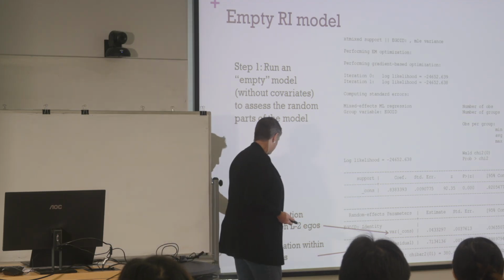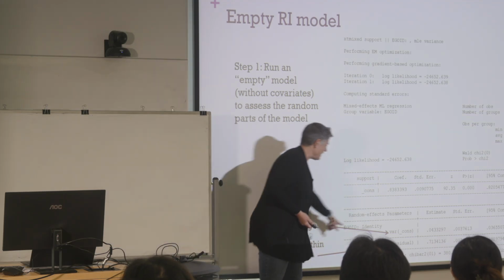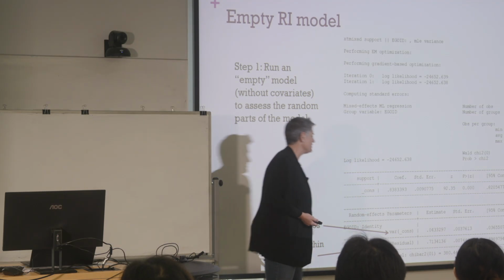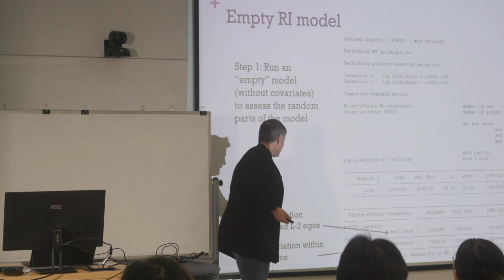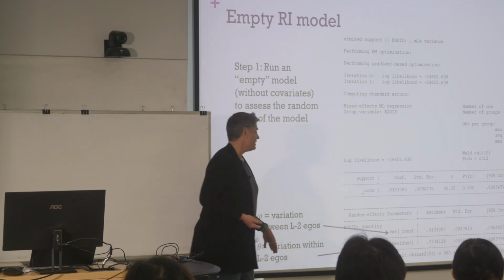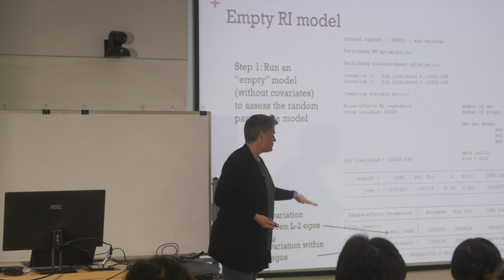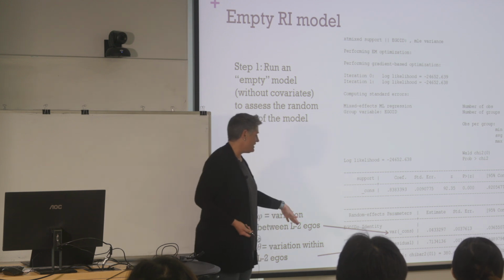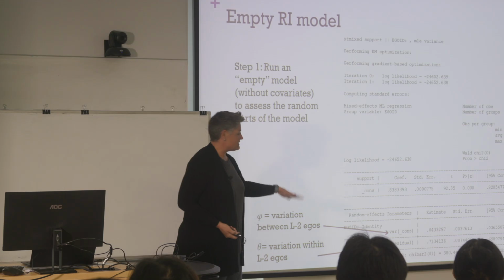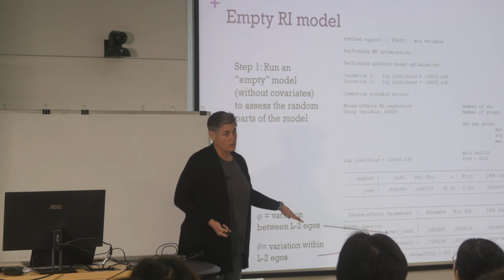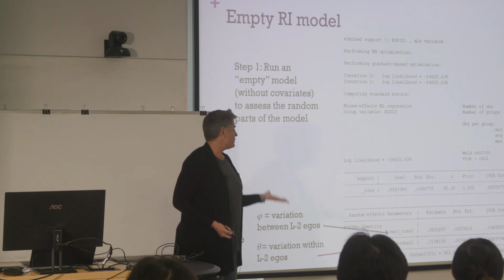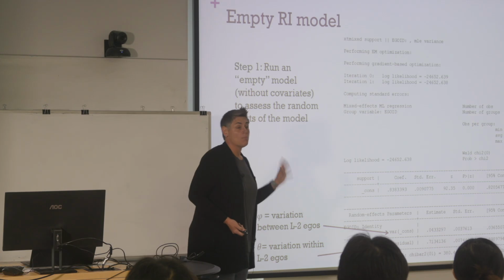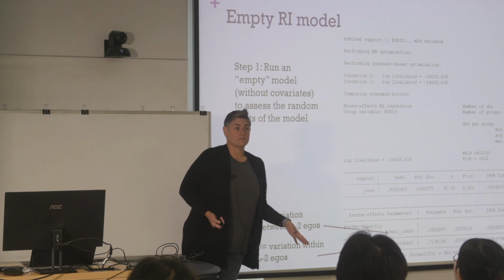So here we have psi, which is this here, and it's essentially just the between level 2 egos variation. So this tells us how much variation there is between egos. And then we have theta, which is variation within egos. What we can already see is that there's way more variation within egos than there is between egos. And so this is going to tell us that our model is going to look more like OLS, right?